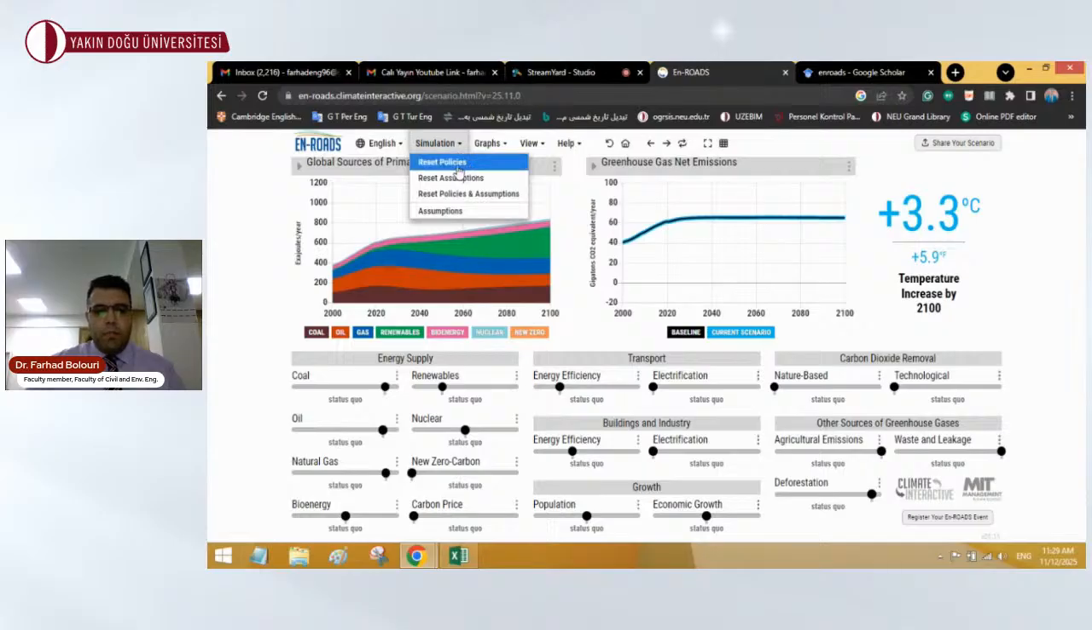Also, about the simulation, we have policies. This dashboard is your policies.